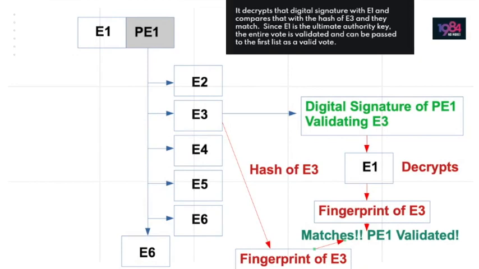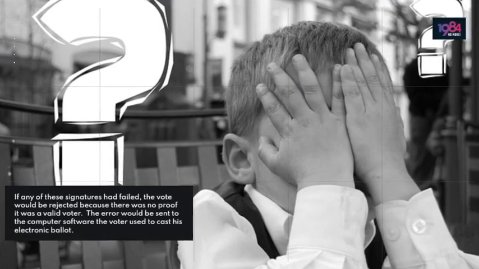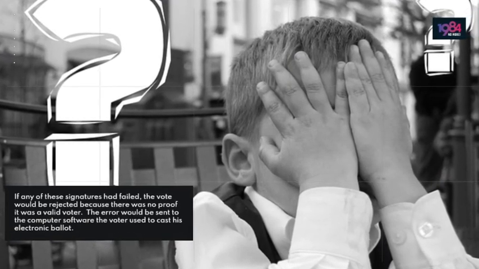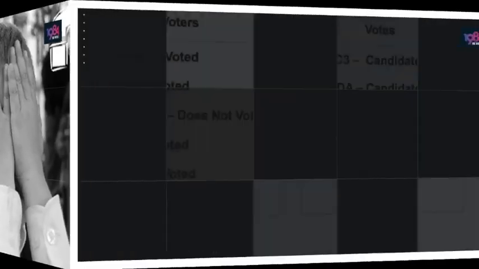Since E1 is the ultimate authority key, the entire vote is validated and can be passed to the first list as a valid vote. If any of these signatures had failed, the vote would be rejected because there was no proof it was a valid voter. The error would be sent to the computer software the voter used to cast his electronic ballot.